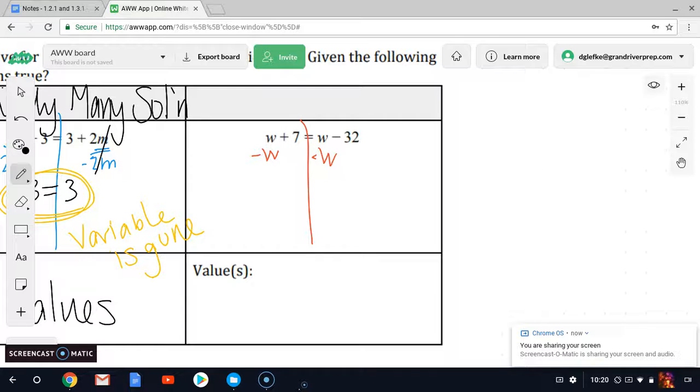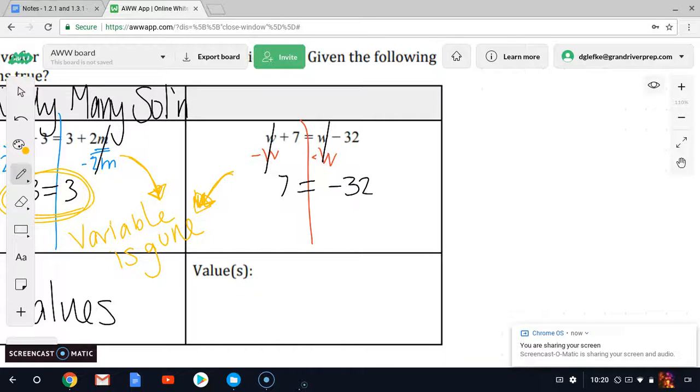Then we're going to get something else that's weird. So w minus w, those cancel out. So we get positive 7 equals w minus w, well, those cancel out, and we get negative 32. So our variables disappeared. Again, we're noticing our variable is gone. These two are strange because our variable ended up disappearing.